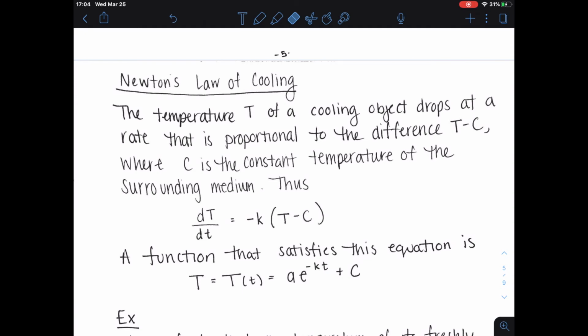So we have a temperature T of an object. Assume you've made a cup of coffee. It's going to drop at a rate proportional to the difference in the temperature and its surrounding object. So your house is set to maybe 70 degrees, but as soon as you make this cup of coffee, it's 150 degrees. It drops at a rate proportional to the difference. So there's an 80-degree difference between the two. I'm going to lose the temperature of this coffee at a rate proportional to it.